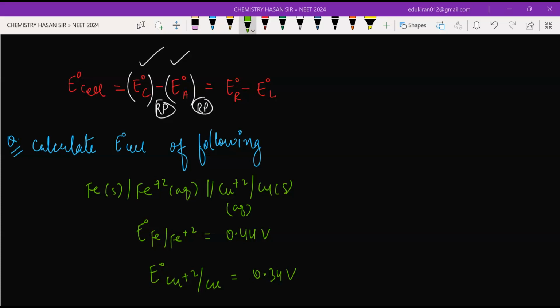Sir, a question. So 0.44 volt will become minus 0.44 volt.